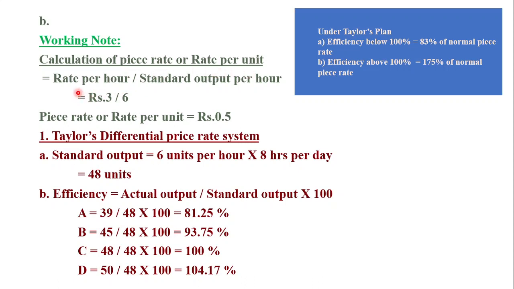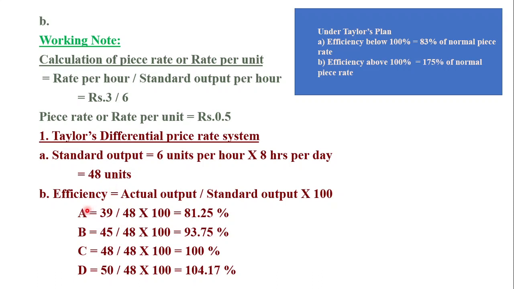The formula is rate per hour divided by standard output per hour. Rate per hour is 3, standard output per hour is 6. Piece rate or rate per unit is rupees 0.5. First, Taylor's differential piece rate system. Here the first step is standard output. Standard output is 6 units per hour into 8 hours per day, means 48 units is the standard output.